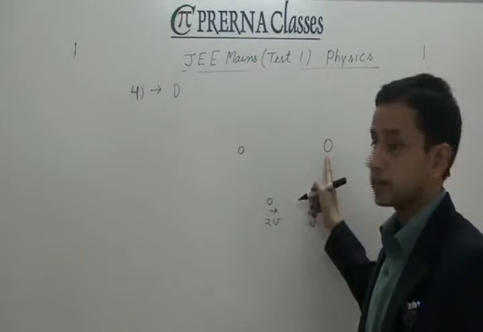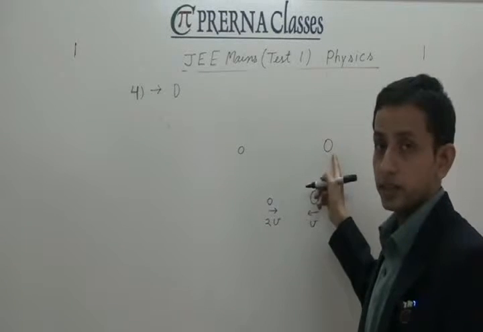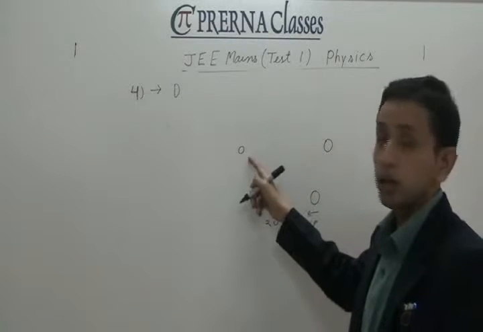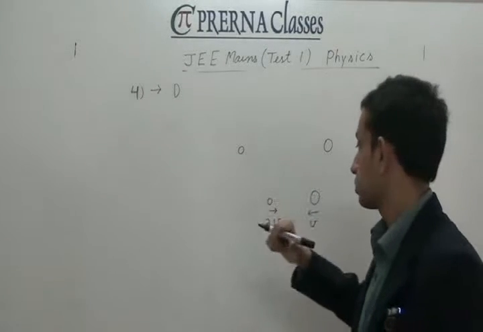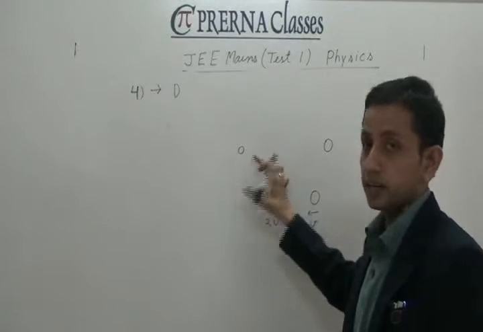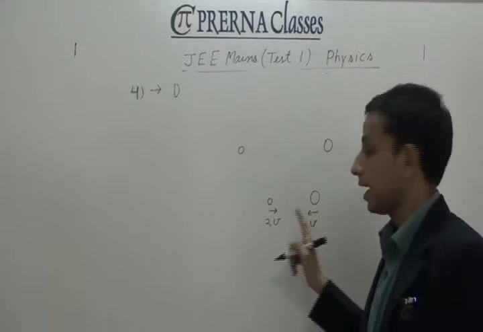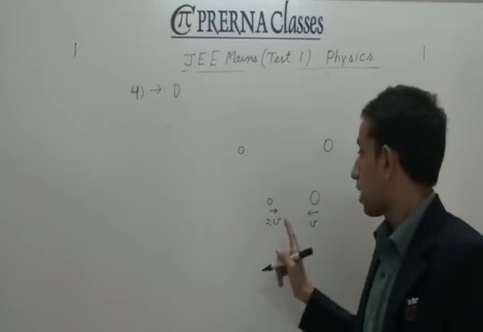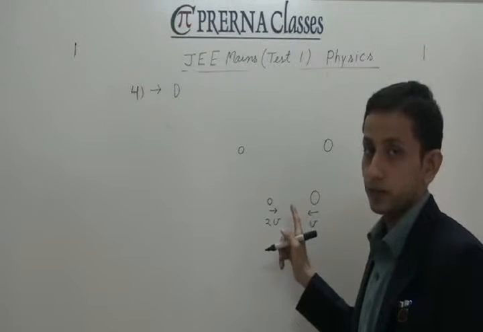We have two objects which are moving. Initially they are at rest and they are moving due to the mutual attraction. Only due to mutual attraction, there is no external force, and initially they were at rest. Now after some time they are having velocity v and 2v. So what we have to find? The velocity of center of mass at that instant.